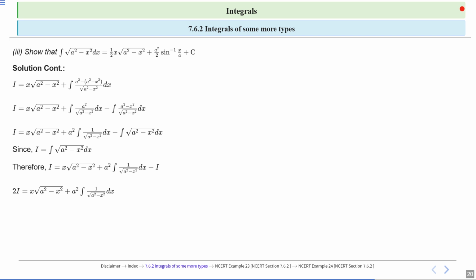And we know the form, this is a special case, that is integration of 1 by root under a square minus x square, and we know the formula for this. So using the formula, integration of 1 by root under a square minus x square dx is sin inverse x by a plus constant of integration. And the same trick we used to remember this formula: the second term of the integration of root under a square minus x square without the constant a square by 2, that is sin inverse x by a.